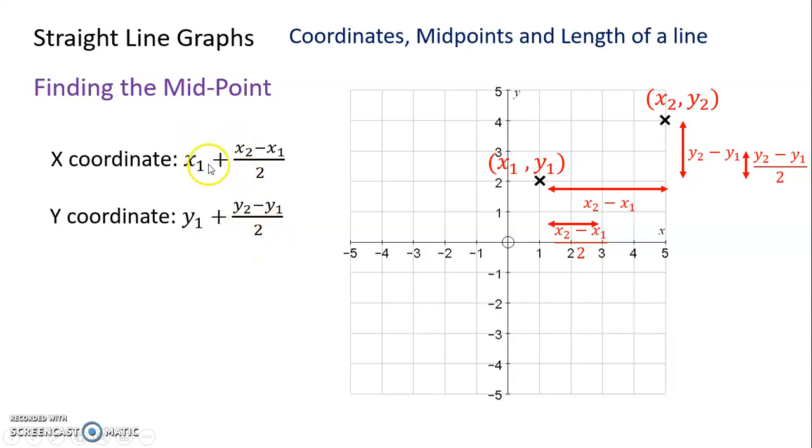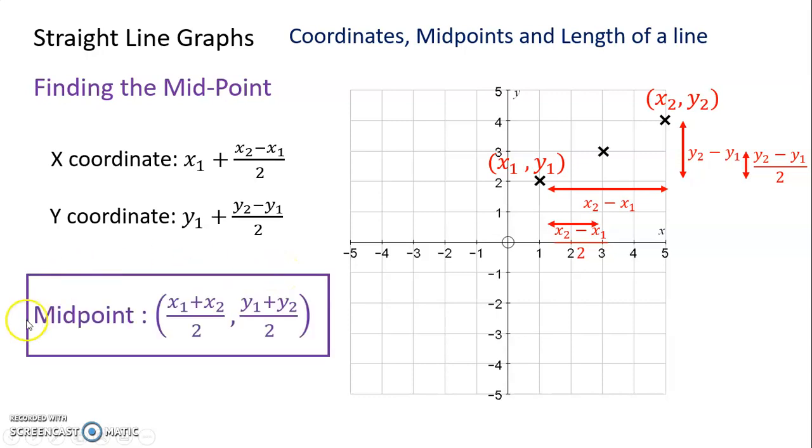And actually what we can see here is we've got a whole x1 subtract half of an x1. And we've got a whole y1 subtract half of a y1. So that means I'm going to be left with half of x1 and half of y1. And I've got half of x2, I've got half of y2. So this simplifies to give me this formula for finding the midpoint.